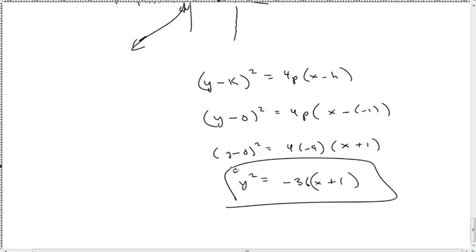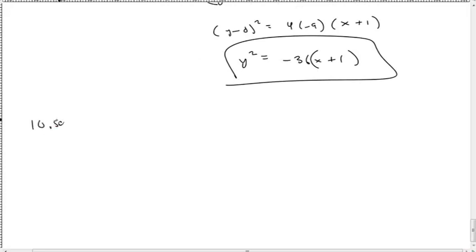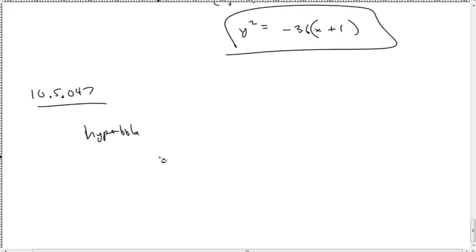I have one last question. Here we go. So 10, 5, 0, 4, 7. I have a hyperbola, so it tells me it's a hyperbola. Gosh, my handwriting's really bad today. Hyperbola. They give me some information. It says that the vertices are located at negative 3, negative 4. Look for some patterns, and then negative 3, comma 6.